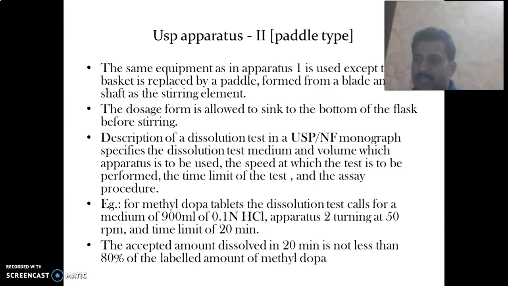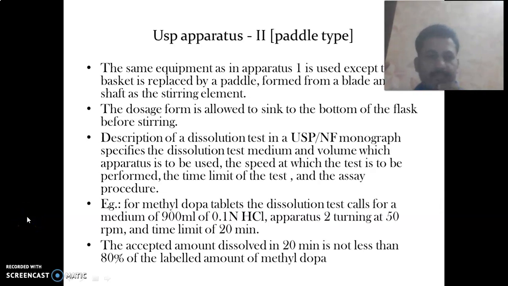We can call it the acceptance criteria, or the percentage of drug dissolved in a given period of time. That is, 80% of the drug should be dissolved within 20 minutes, or we can say this is the monograph tolerance limit for methyldopa. I just explained it with an example.